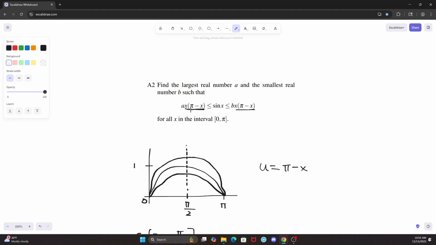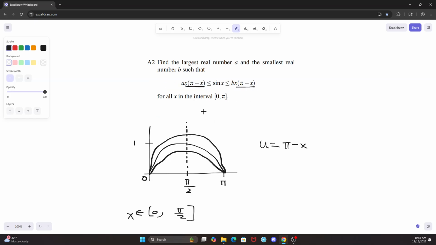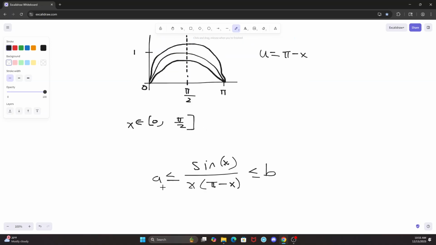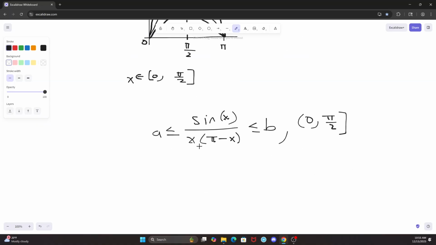Note that x times pi minus x is non-negative on this interval 0 to pi over 2, so we don't have to flip any inequality signs. I say non-negative because at 0 the denominator becomes 0, and that is an issue. So we can really only look at this function on the open interval from 0 to pi over 2. Now written in this form, we see that we just need to find the minimum and maximum value of sine x over x times pi minus x on this interval.